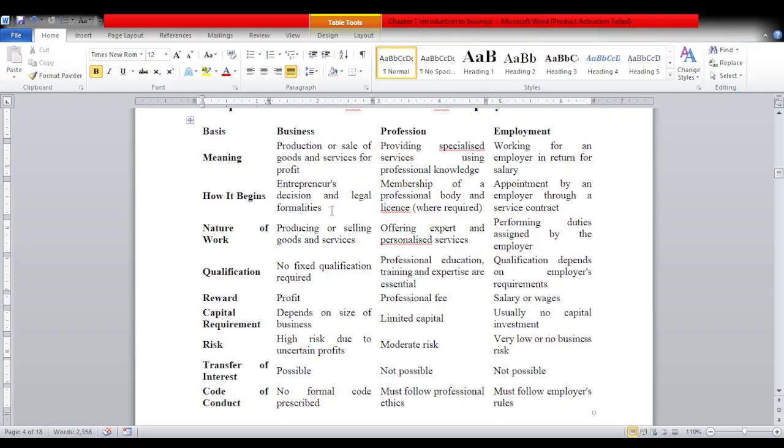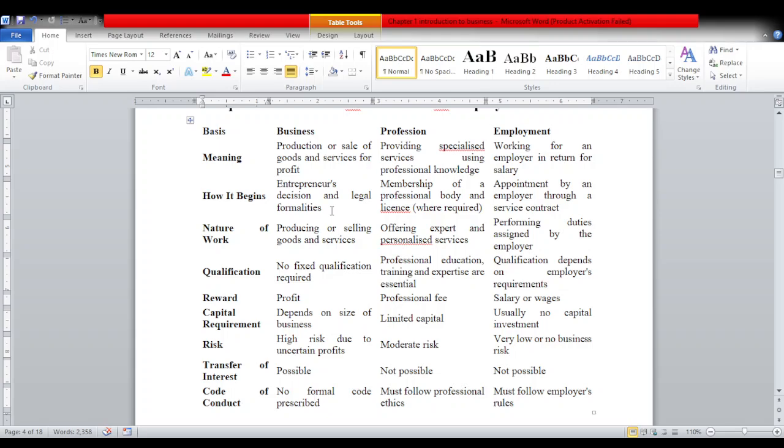Business earns profit, profession earns professional services and professional fees, and employment earns, yeah, employees earn salary and wages in terms of their reward. Capital requirement: business definitely depends on the size of the business, or the capital invested depends upon the size of the business. If you have a small business, then the capital requirement will be low. If you have a big business, the capital requirement will be high.